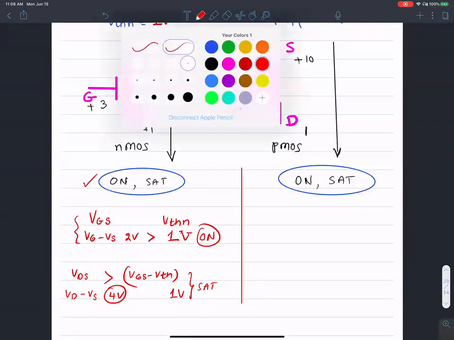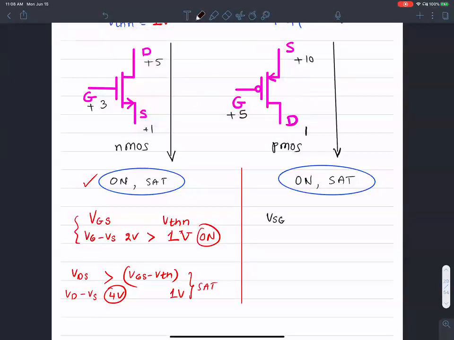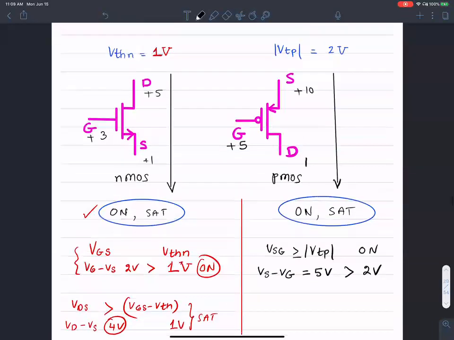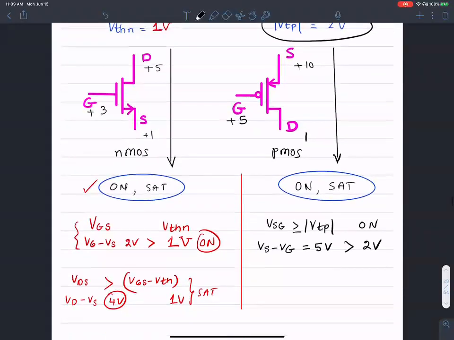For the PMOS transistor, VSG should be greater than the magnitude of VTP. That is the condition for on. What is the value of VSG? 5 volts. What's the value of VTP? I gave it to be 2 volts. So it is greater, and it is in fact on. Let us check for saturation. VSD should be greater than or equal to VSG minus the magnitude of VTP.